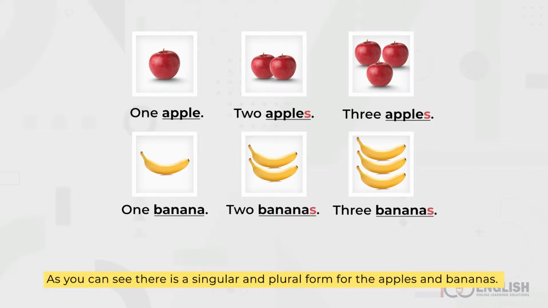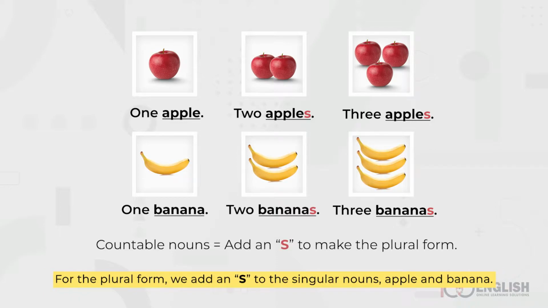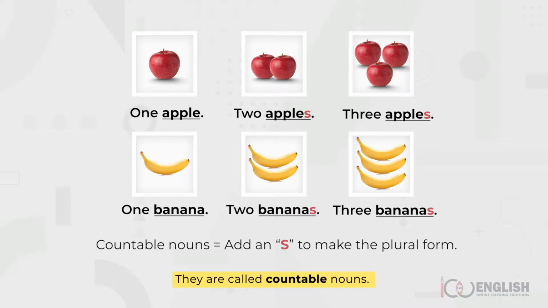As you can see, there is a singular and plural form for the apples and bananas. For the plural form, we add an S to the singular nouns, apple and banana. They are called countable nouns. Apples and bananas are countable nouns because you can count the noun from 1, which is singular, to the plural amount, which is 2 or more in English.